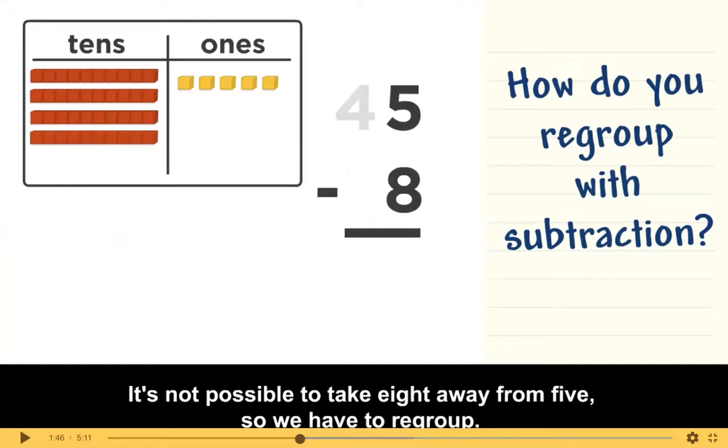See, if you look, you can't take away 8 from 5 because then you'll be dealing with negative numbers. We're not dealing with those. We're going to stay on the positive side of the number line, okay? So we have to go over here to this tens place and take a 10 stick and break it up into 10 ones. So we have to regroup.